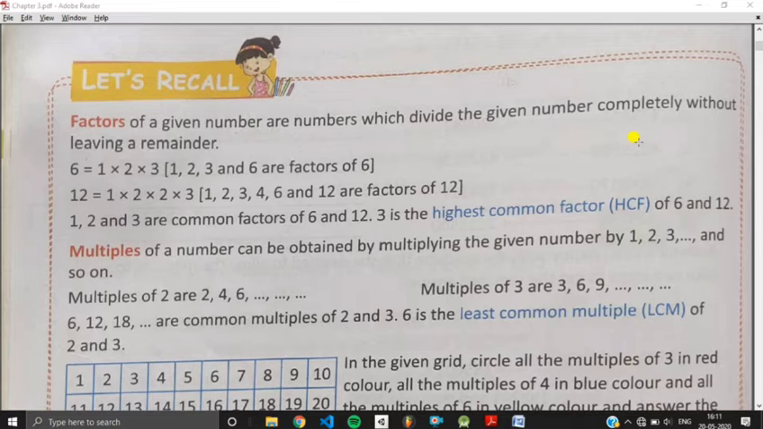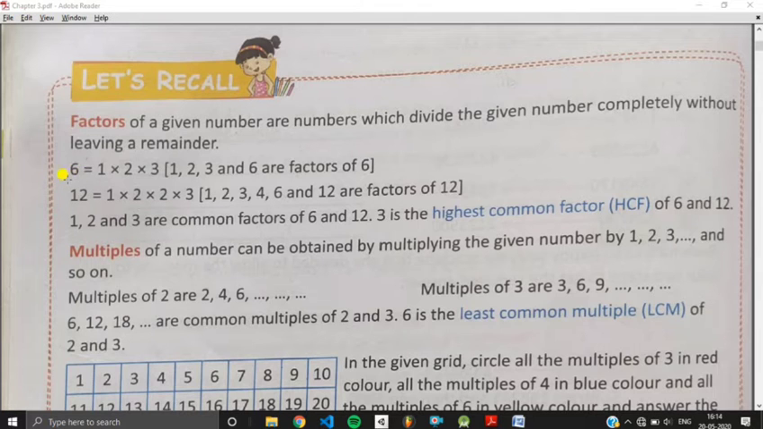In the same way here also we have factors. So let us recall the definition. Factors of a number are numbers which divide the given number completely without leaving a remainder. It means whenever you try to divide any number, the remainder must always be 0. So when we get the answer as 0, we give that number the term factor.